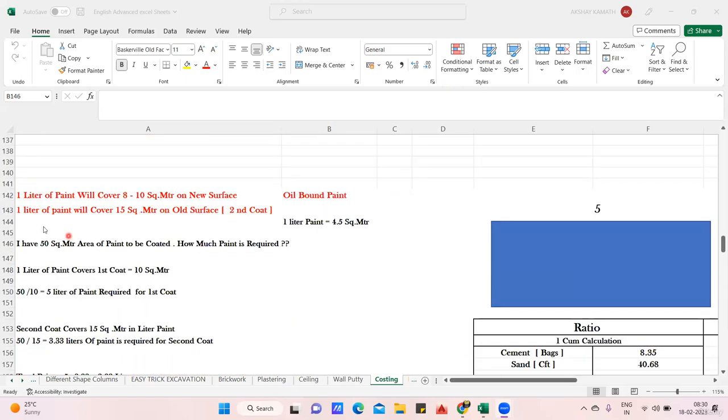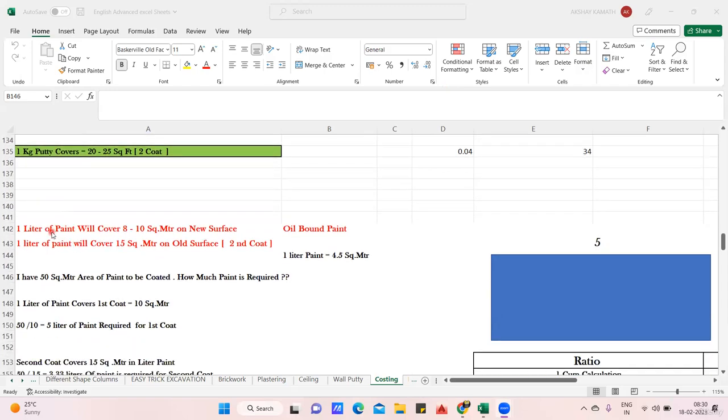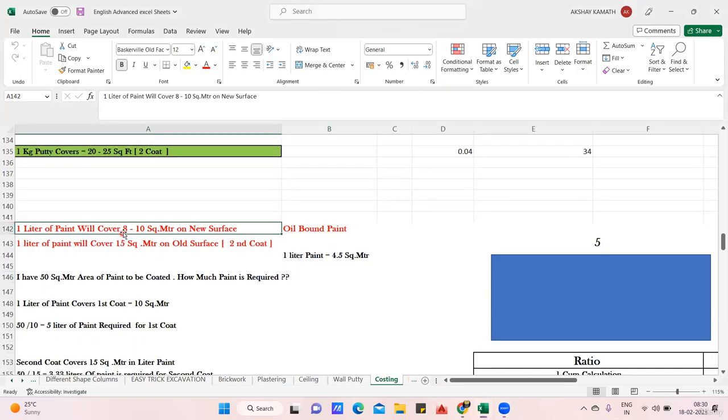Now you need to understand. For the paint calculation, we have certain thumb rules which people have seen over a very long period of time. It says that 1 liter of paint can cover around 8 to 10 square meter on a new surface.